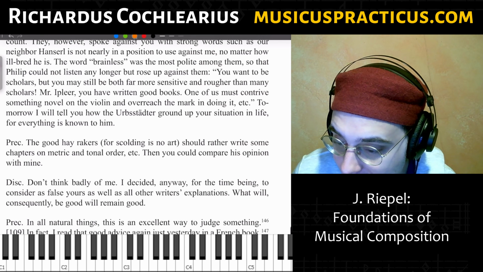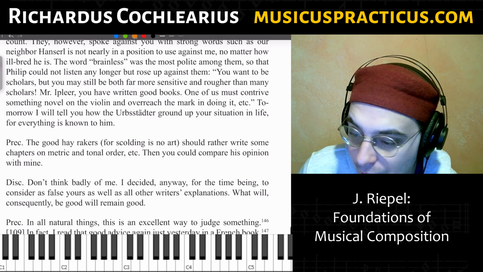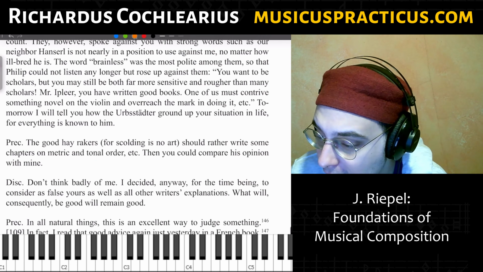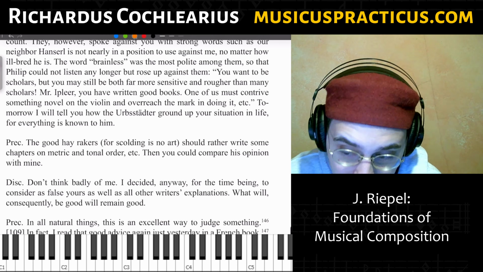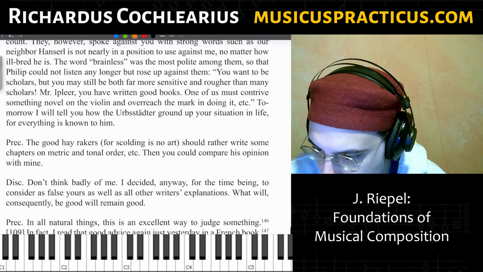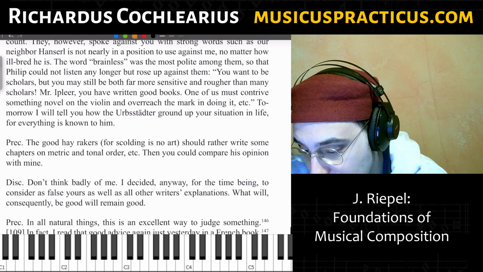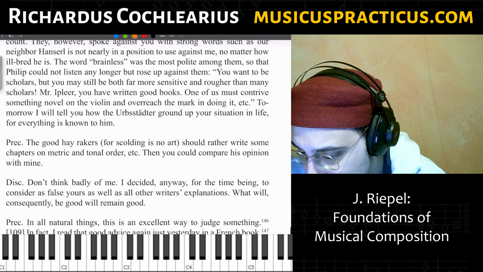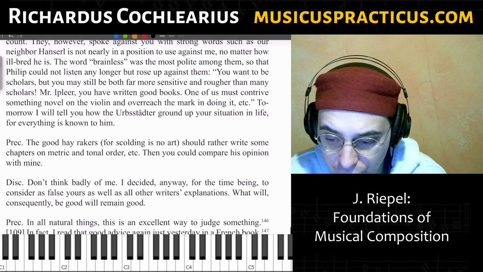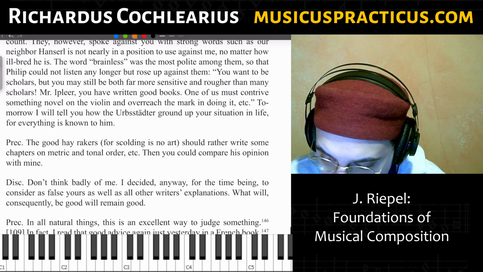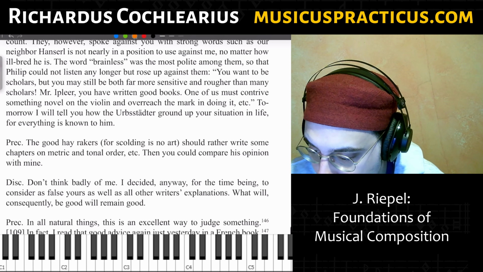The good hay racker, for scolding is no art, should rather write some chapters on metric and tonal order. Then you could compare his opinion with mine. Don't think badly of me. I decided anyway for the time being to consider as false yours as well as other writers' explanations.